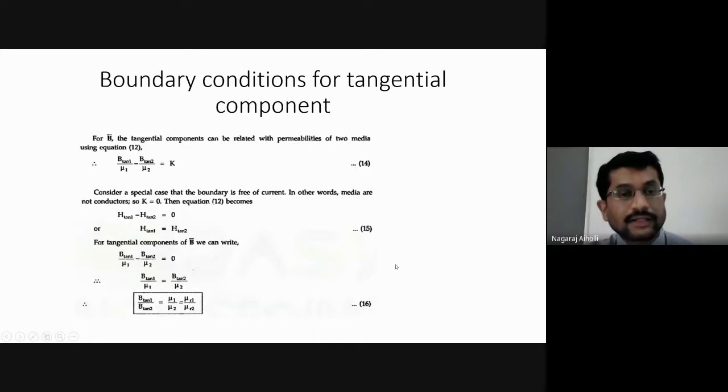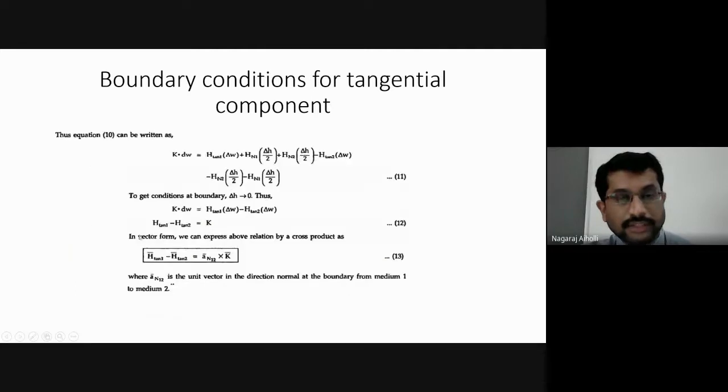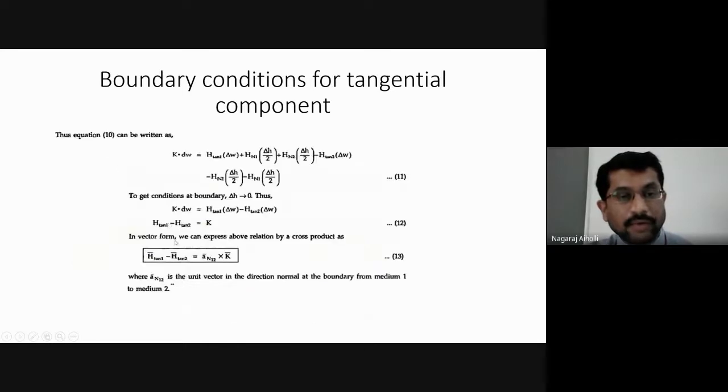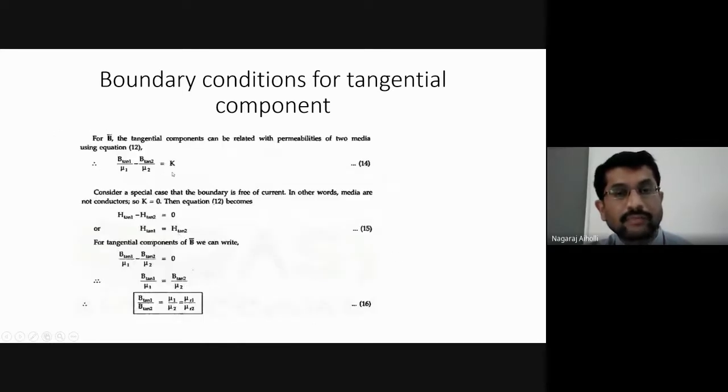For B bar, the tangential component is related with the permeability of the medium using equation 12. B is equal to mu into H, that is, H will be equal to B by mu. Am I right? So B tan 1 by mu 1 minus B tan 2 by mu 2 will be equal to K. Then consider a special case that the boundary is free of current.